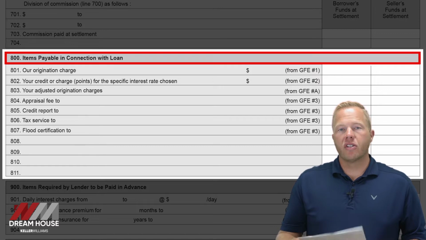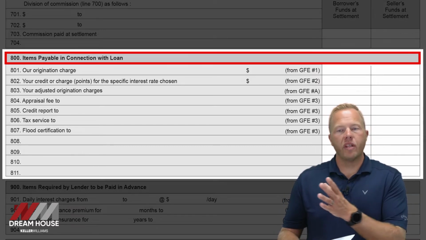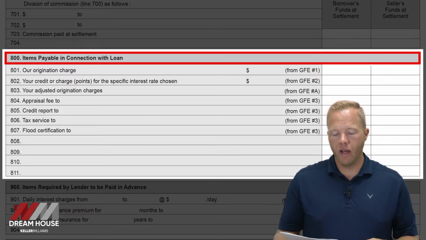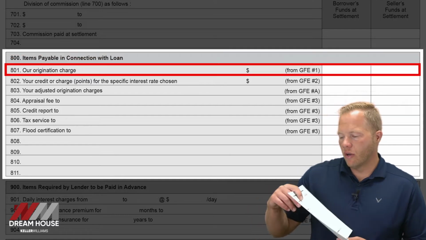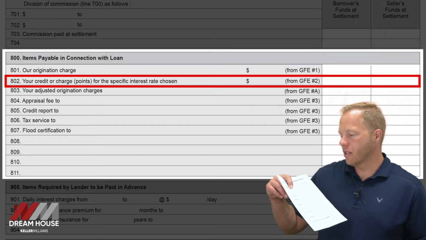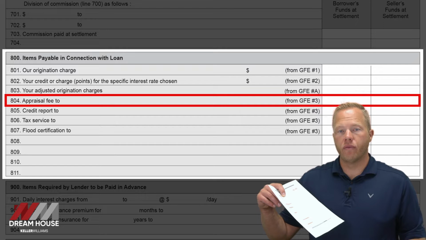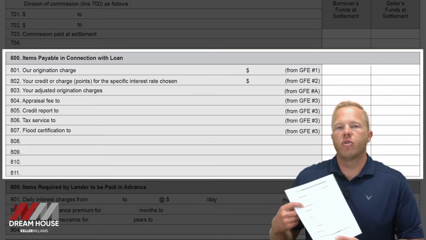Items payable in connection with loans. Loans are not free, typically. Typically they roll the expenses, the closing costs into the loan, or you pay those closing costs up front. Very rarely are they free or no cost. So it shows your origination costs, credit or charge of points to buy the specific rate down. Adjusted origination charges, appraisal fees. It covers all of that in box 800, all the items associated with your loan.